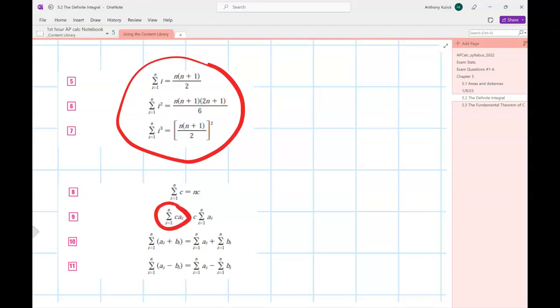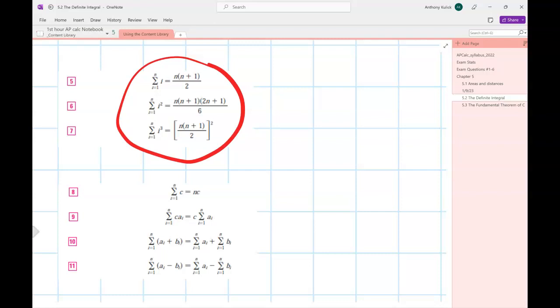If I add 10 up 10 times, well, I can just factor off the 10. So it's going to be 10 times the sum of 1 added up 10 times, or just 10 times 10. Is everybody okay there?